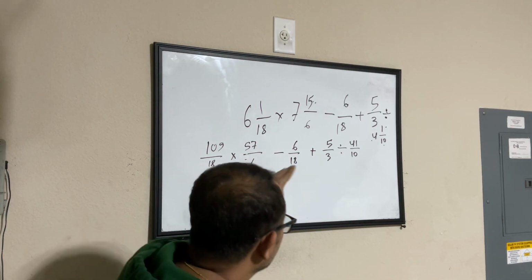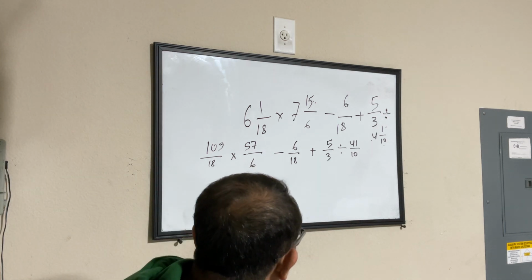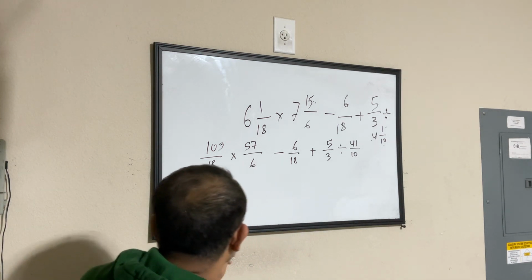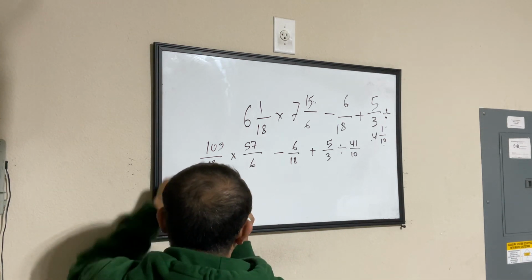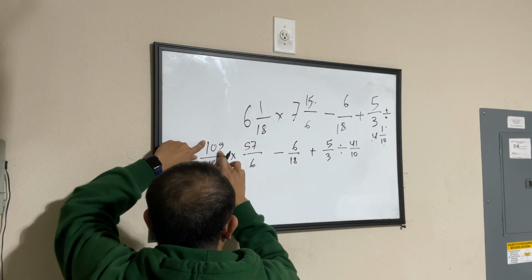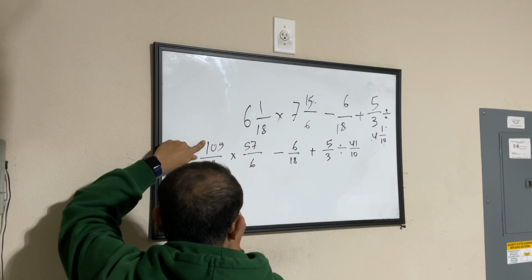So once you have simplified, everything is in fraction form. Now your next attempt should be to simplify it so that I can deal with smaller numbers. Let's do that first. So this becomes 109 by 18. No, I don't think I have an opportunity for breaking it down. I'll keep it as 109 by 18.